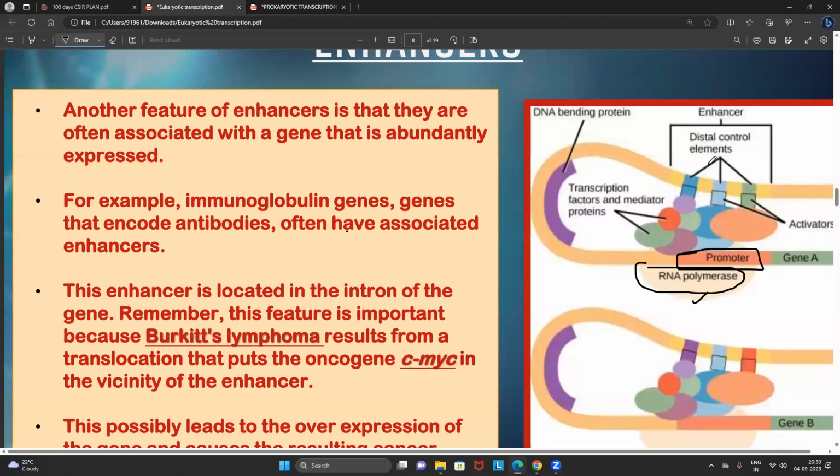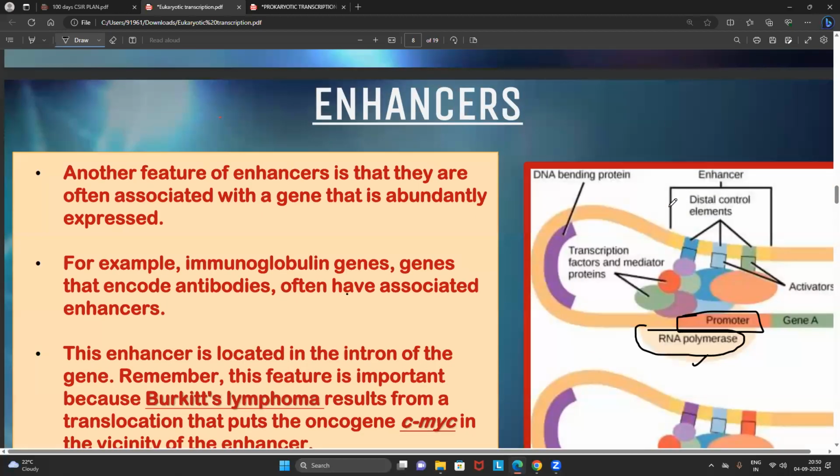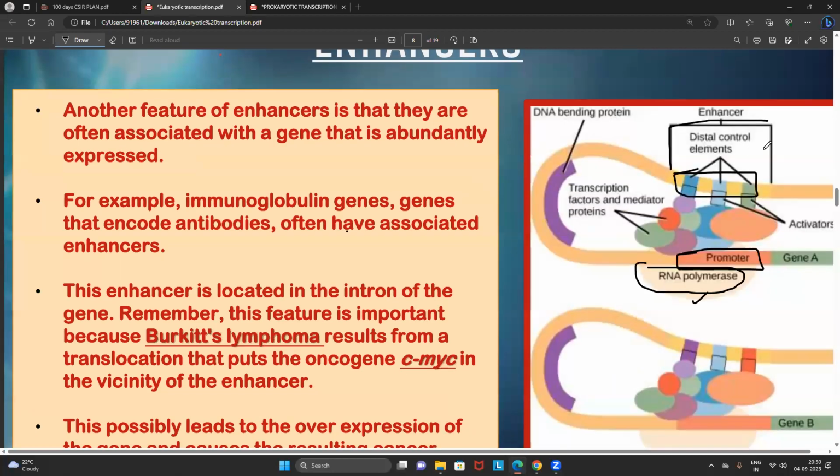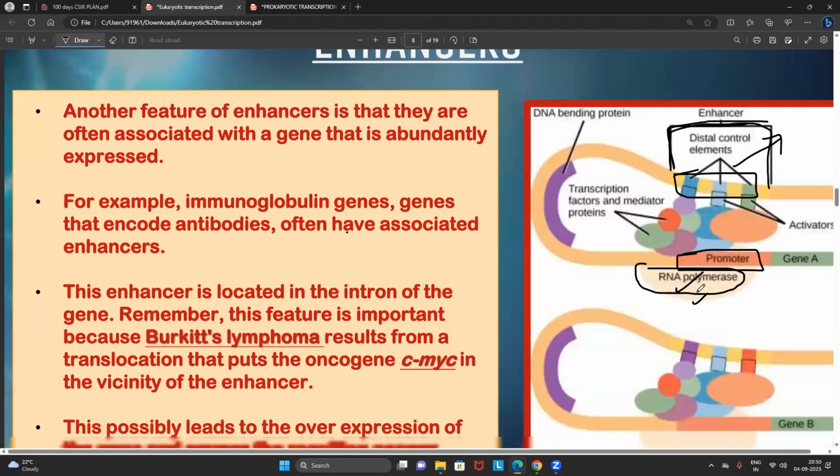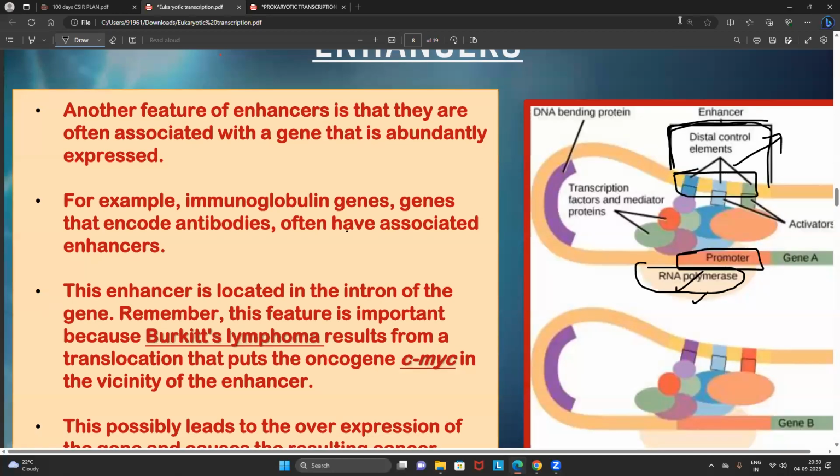But friends, you know where the enhancers are present. You see this? Enhancers are present here. This is the enhancer. Friends, you understand. The enhancer is located very far from the promoter. Now the question is very clear: if the enhancer is located very far from the promoter, how can it enhance the transcription?